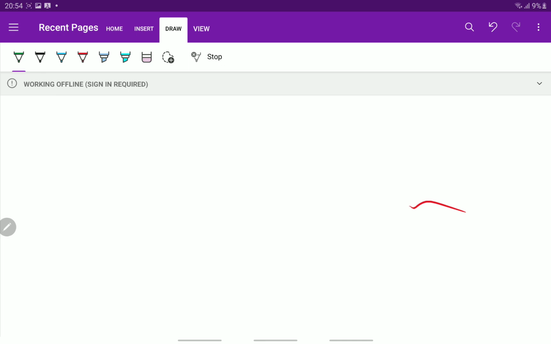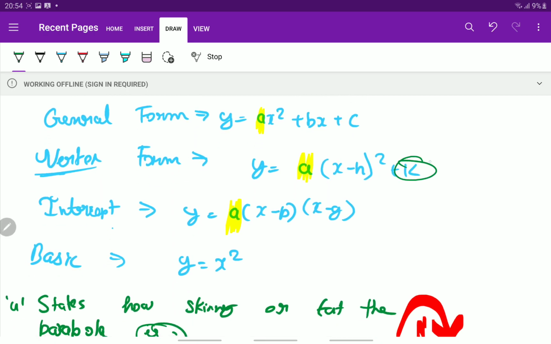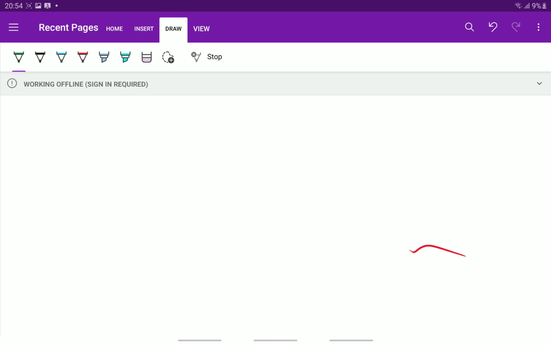Now, translation, as mentioned before, is the vertical and horizontal shifting of the parabola. So the vertical translation is determined by the constant k, right? You know how in the above form here, we had this k. It determines the translation. So suppose that k is greater than 0. Then it translates the graph upwards. And if k is smaller than 0, then it translates the graph downwards. Let me explain what I mean.